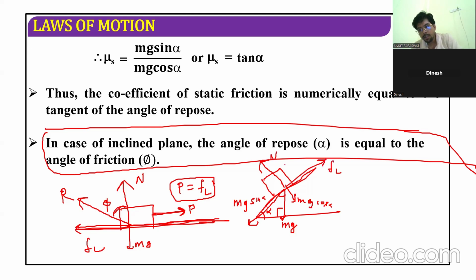If you look carefully, this is 90 minus alpha, this is alpha, this is alpha. This is resultant R, FL and N. Clear? Same thing is here. But don't have confusion: angle of repose is same as angle of friction. Clear?